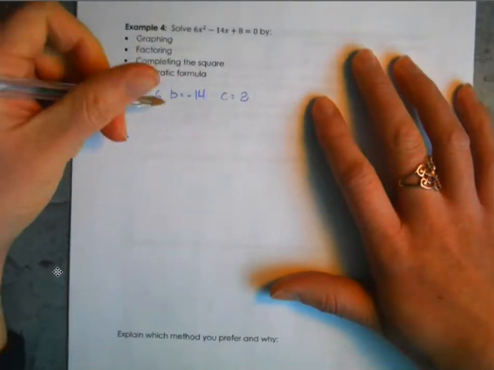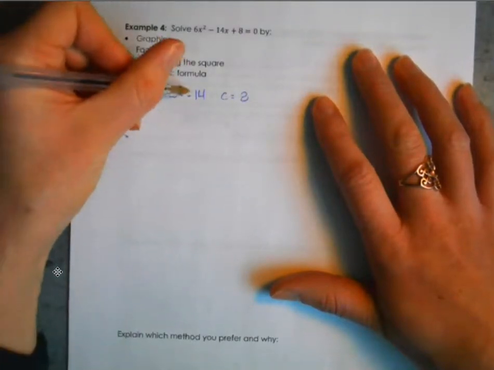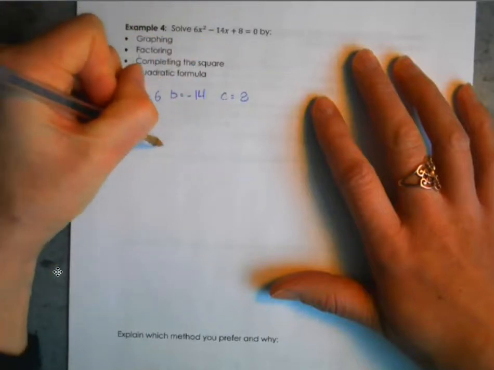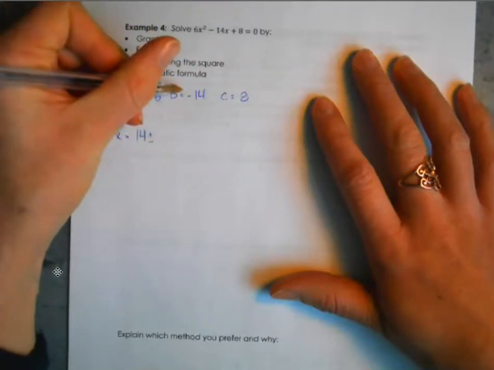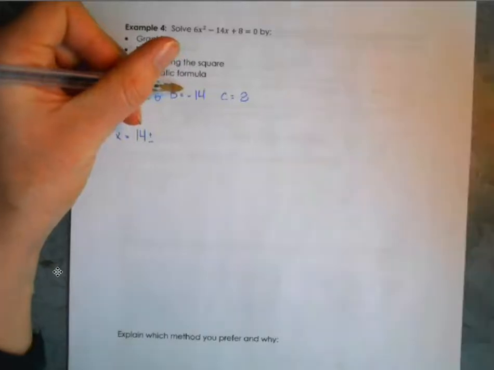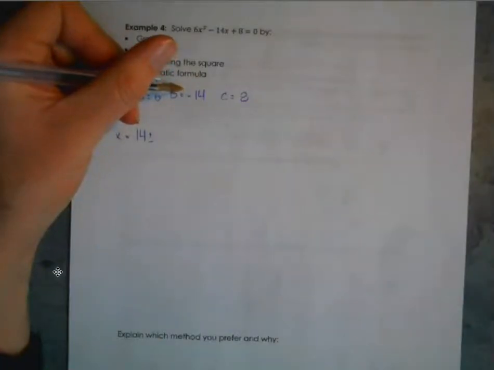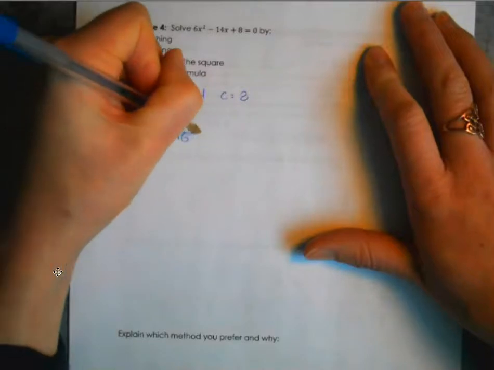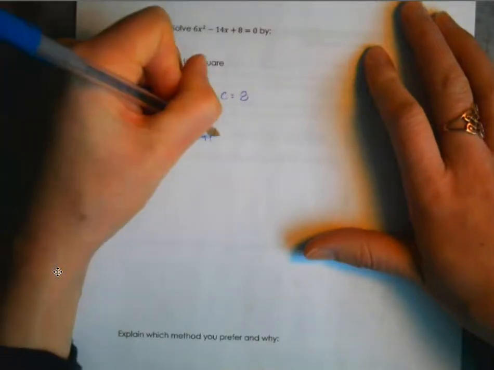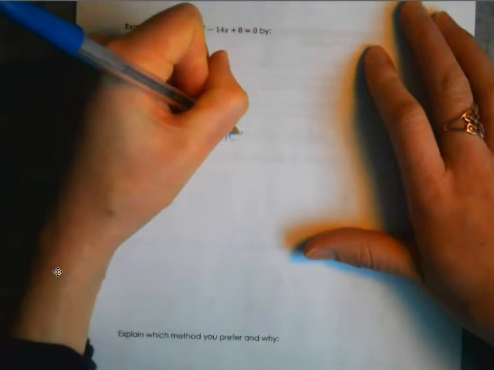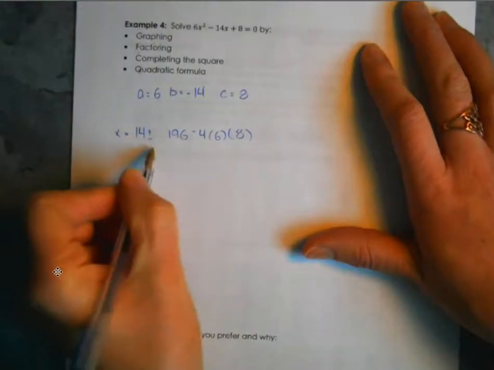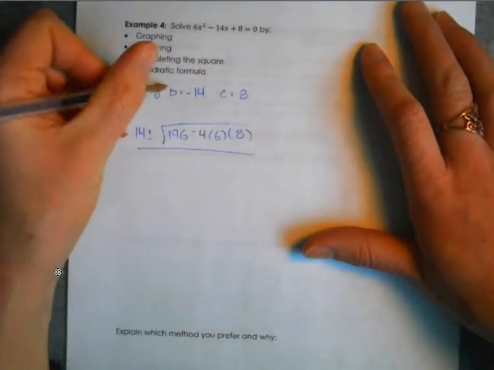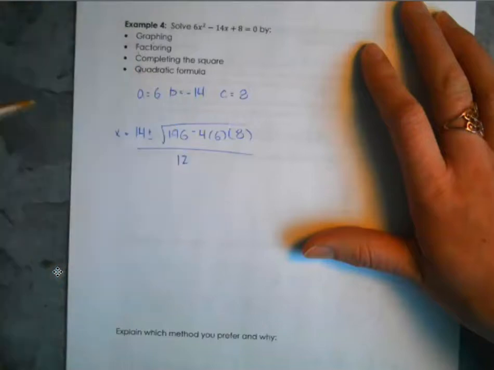So negative b is negative times negative 14, so positive 14, plus or minus the square root of b squared. So 14 squared is 196, minus 4 times a, which is 6, times c, which is 8. And we're going to square root that, and then divide it by 2 times a. So 2 times 6 is 12.